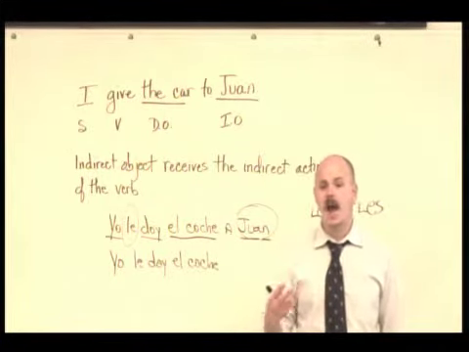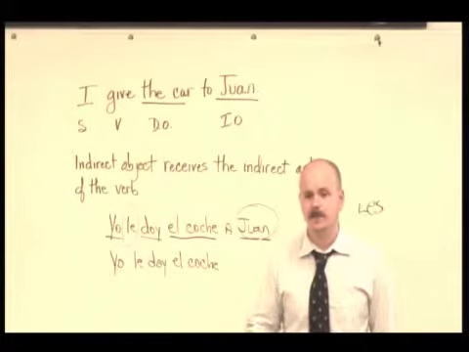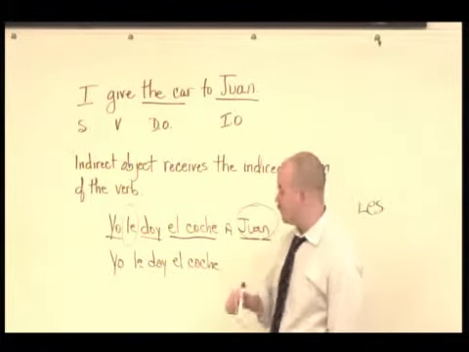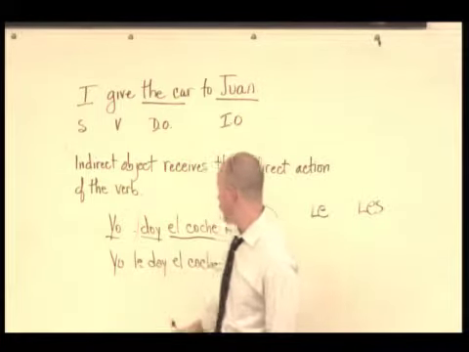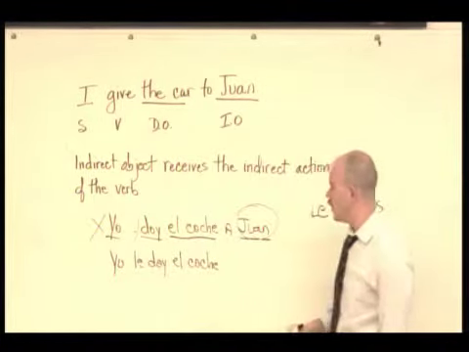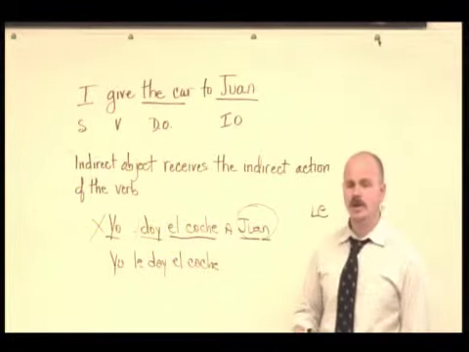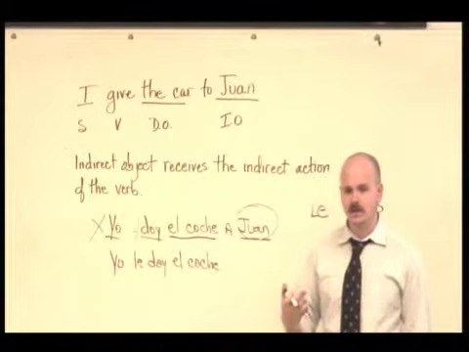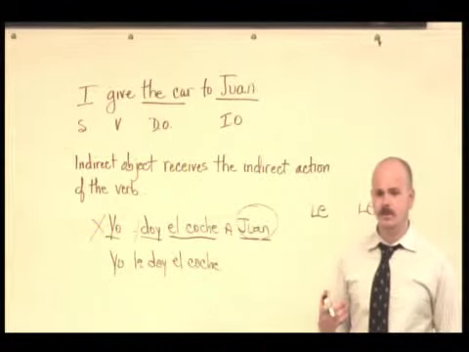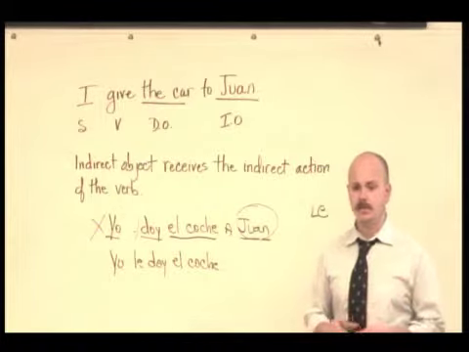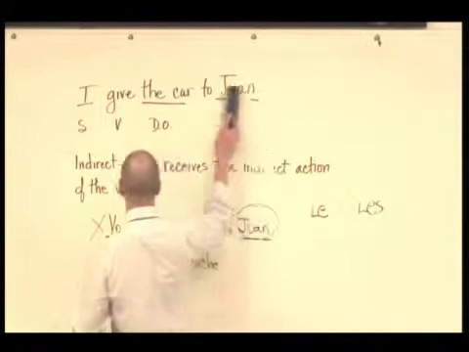So if a sentence has an indirect object, it must have an indirect object pronoun. It would not be okay to say that. That sentence would be wrong. Yo doy el coche a Juan would be an incorrect sentence. Okay, so if a sentence has an indirect object, it must have an indirect object pronoun. Let's look at all the different indirect object pronouns, and then we'll practice them a little bit more.